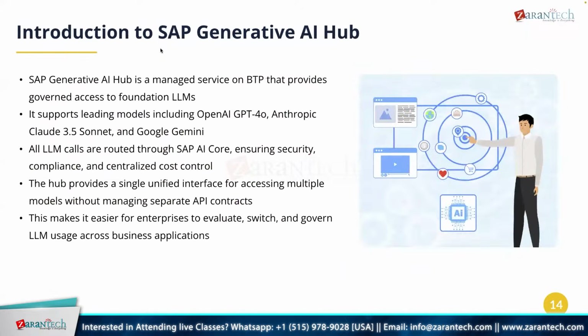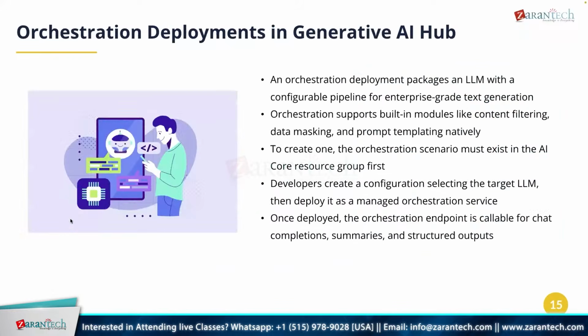Now let's go to the Gen AI Hub. You already learned about Gen AI Hub in the other modules, so you can refer to that. So we can go to the next module here, orchestration deployments in the Gen AI Hub. Orchestration is one of the important activities in Gen AI Hub, as I already told you, how you do it in the recent AI methodologies as well.